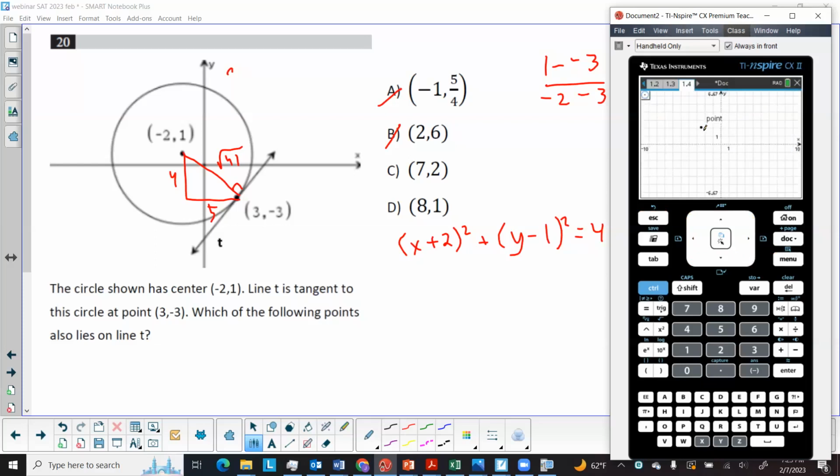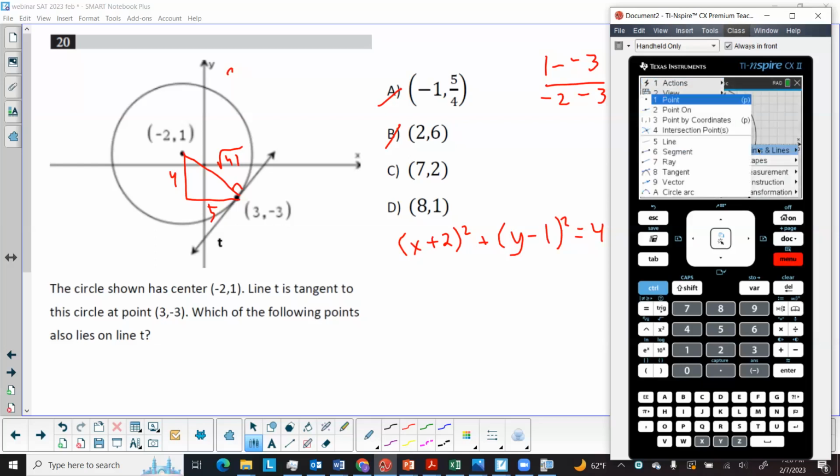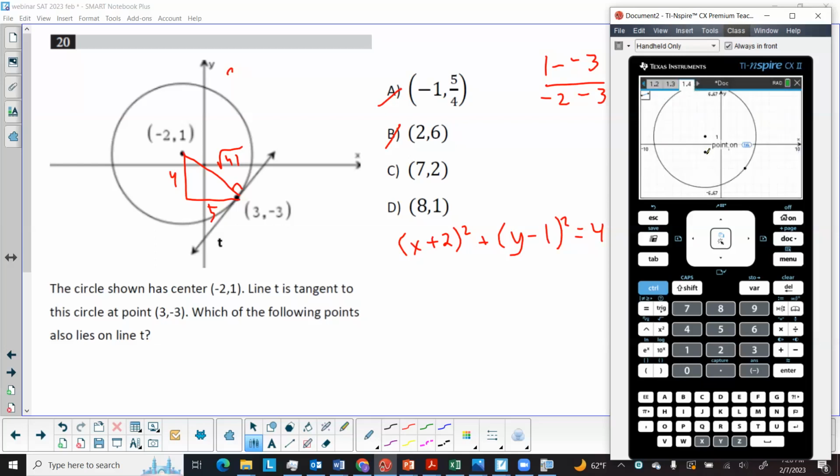Choose the point -2, 1. Choose the point 3. If you have your grid on, you should be able to pick 3, -3 right there. You can actually draw that actual figure here. You can draw anything in geometry you can do here. So points and lines, and draw a segment between these two for the radius.